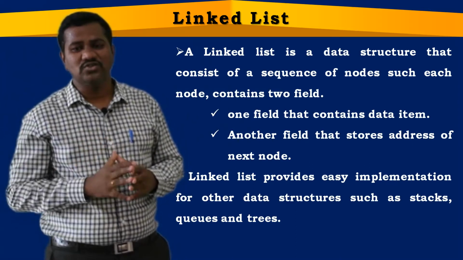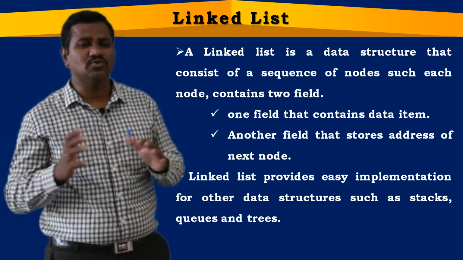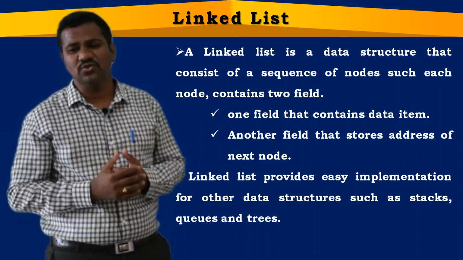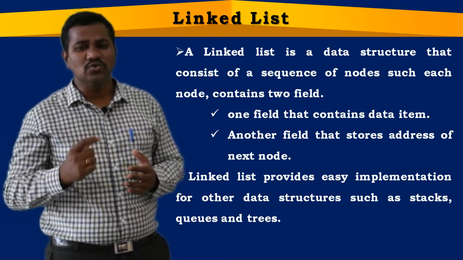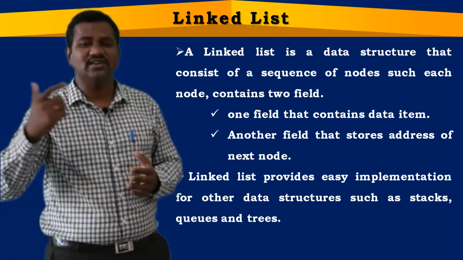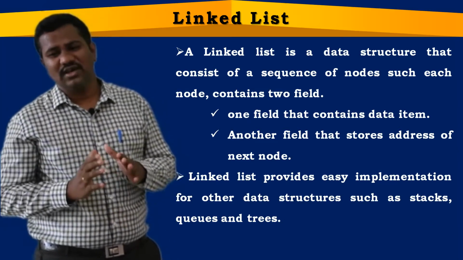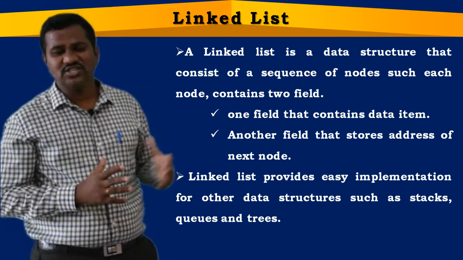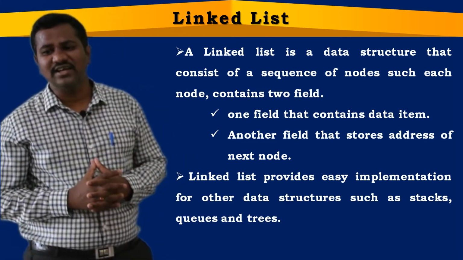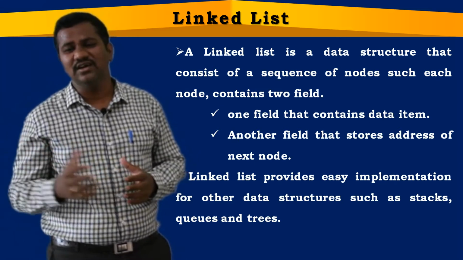One field is going to be the data, and that data can be an integer, character, or student information, or anything that we can store. And one important thing is that the other field stores the address of the next node. This is the linked list definition, and a linked list provides an easy implementation for other data structures such as queues, trees, and many others.